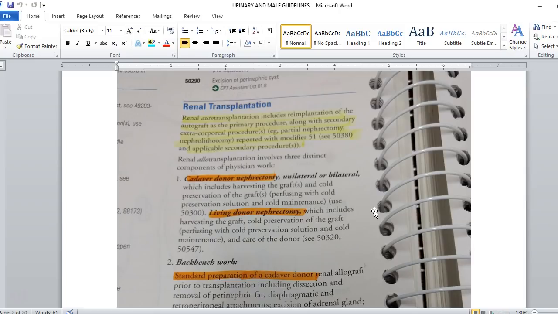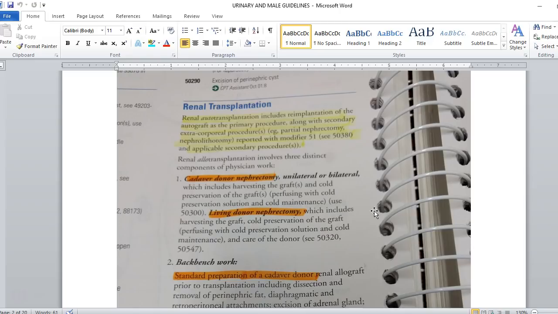It tells us renal autotransplantation includes reimplantation of the autograft as a primary procedure along with the secondary extracorporeal procedure like a partial nephrectomy or nephrolithotomy, and these are reported with modifier 51. So again, they're letting us know that autotransplantation means we're moving grafts around.